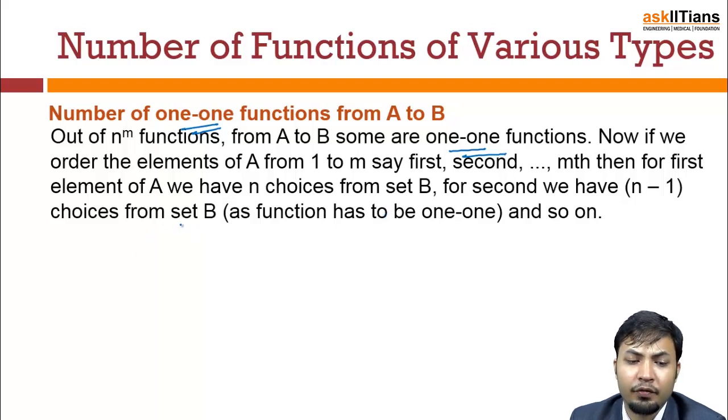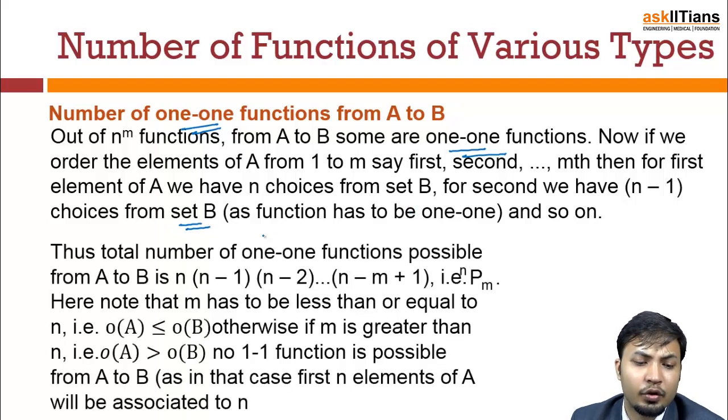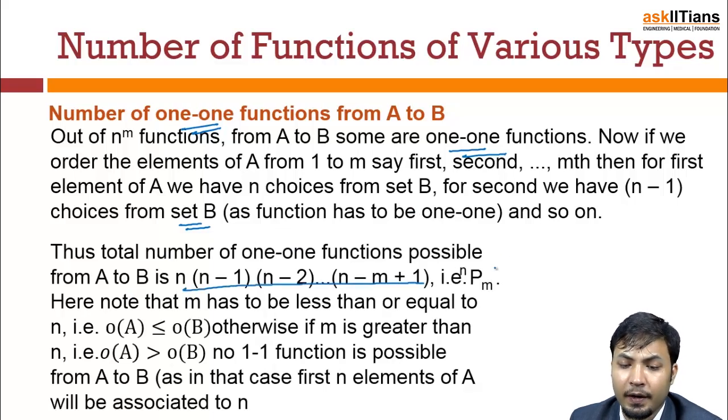Similarly, if we reduce it from the set B, we will have the total number of one-one functions possible, which becomes an nPm relation. We need to note here that m has to be less than or equal to n. Otherwise, if m is greater than n, then no one-one function is possible from A to B this way.